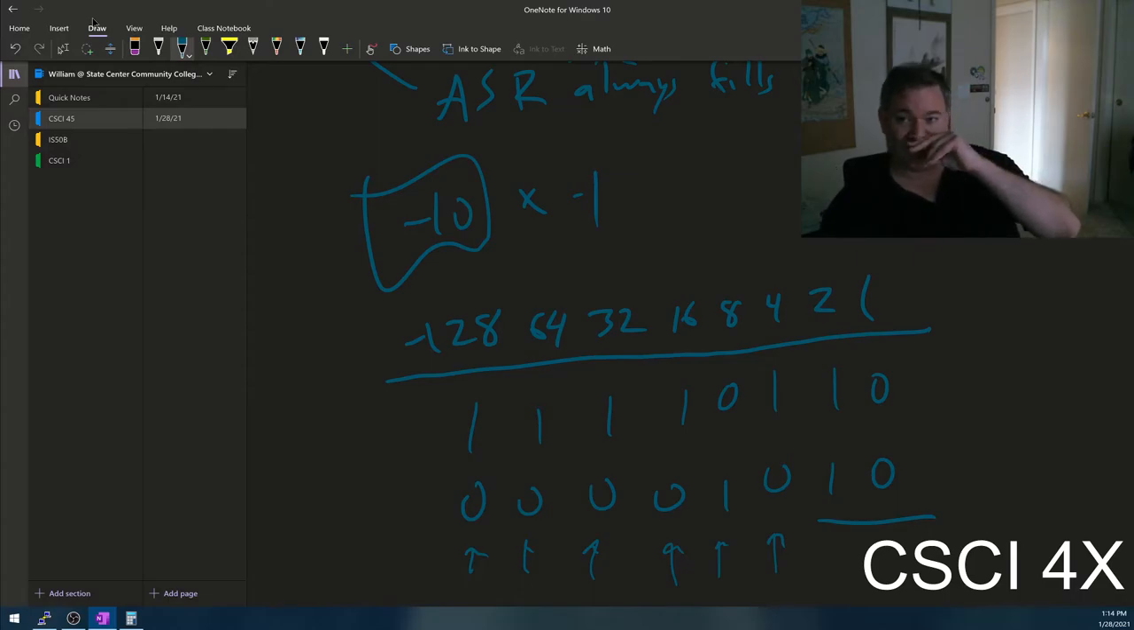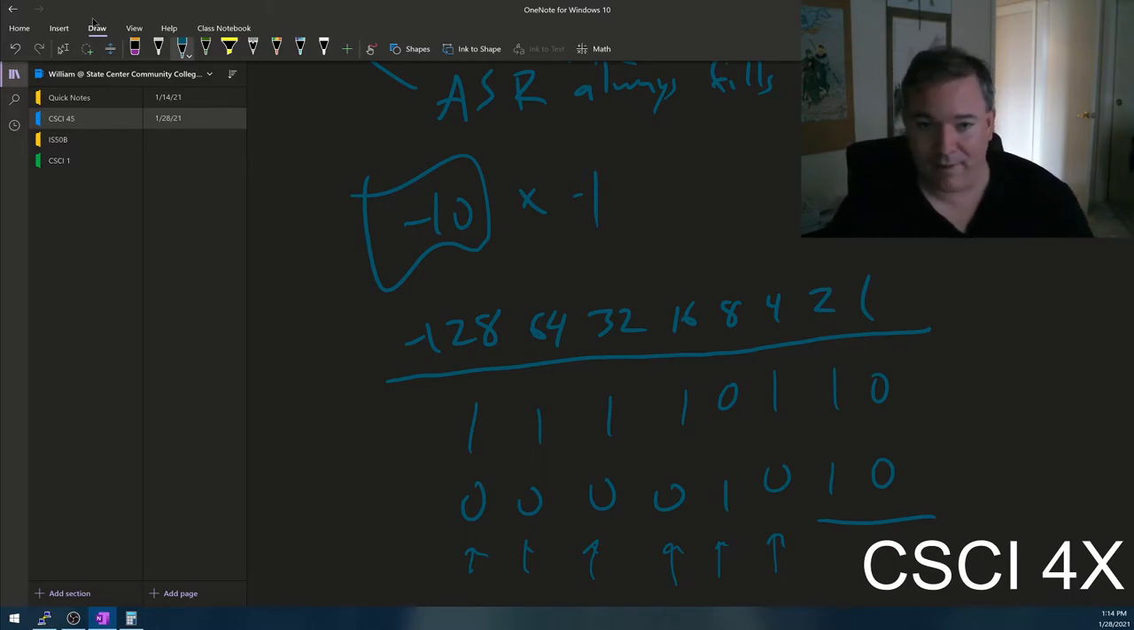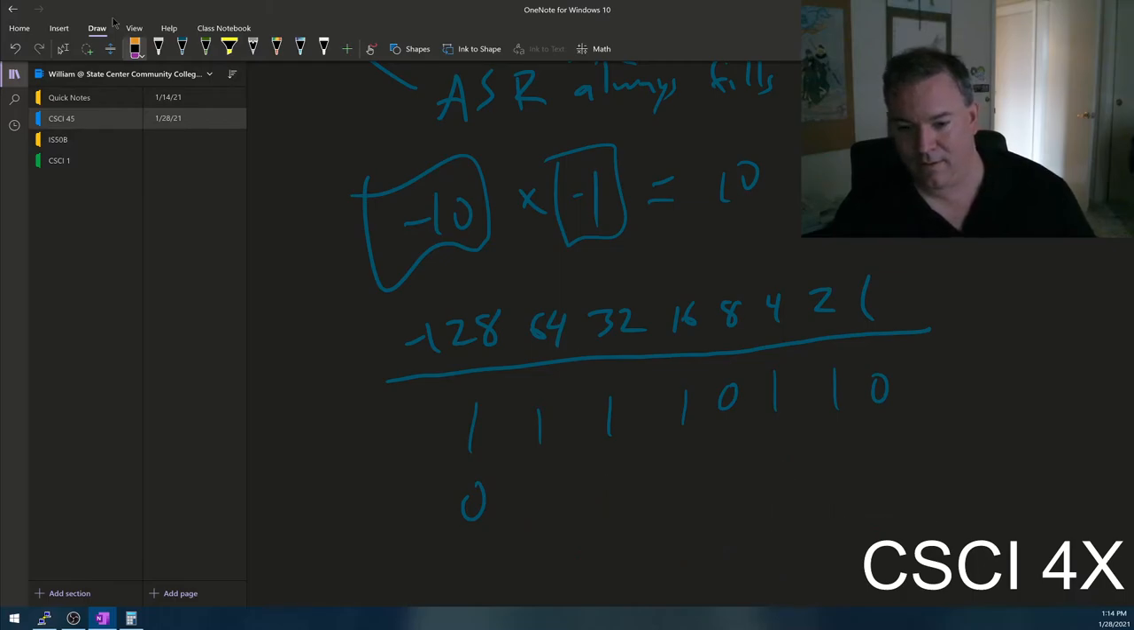So this is also the kind of thing that I ask on worksheets. How do you convert from negative 10 to 10, right? In other words, how do you multiply by negative 1? And you guys ready to learn the trick?